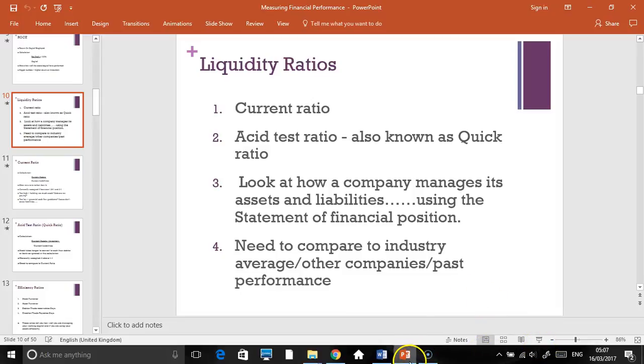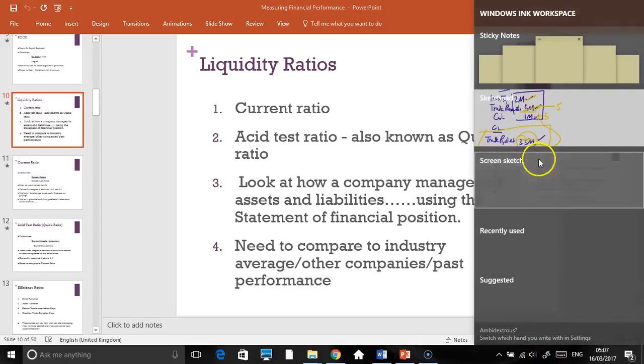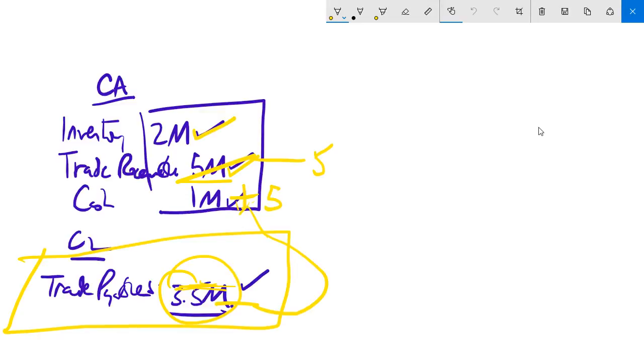Okay, so let's now talk about this next one called the acid test ratio, also known as the quick ratio. And let's go back to our diagram over here. I'll dump this and then write it out again.